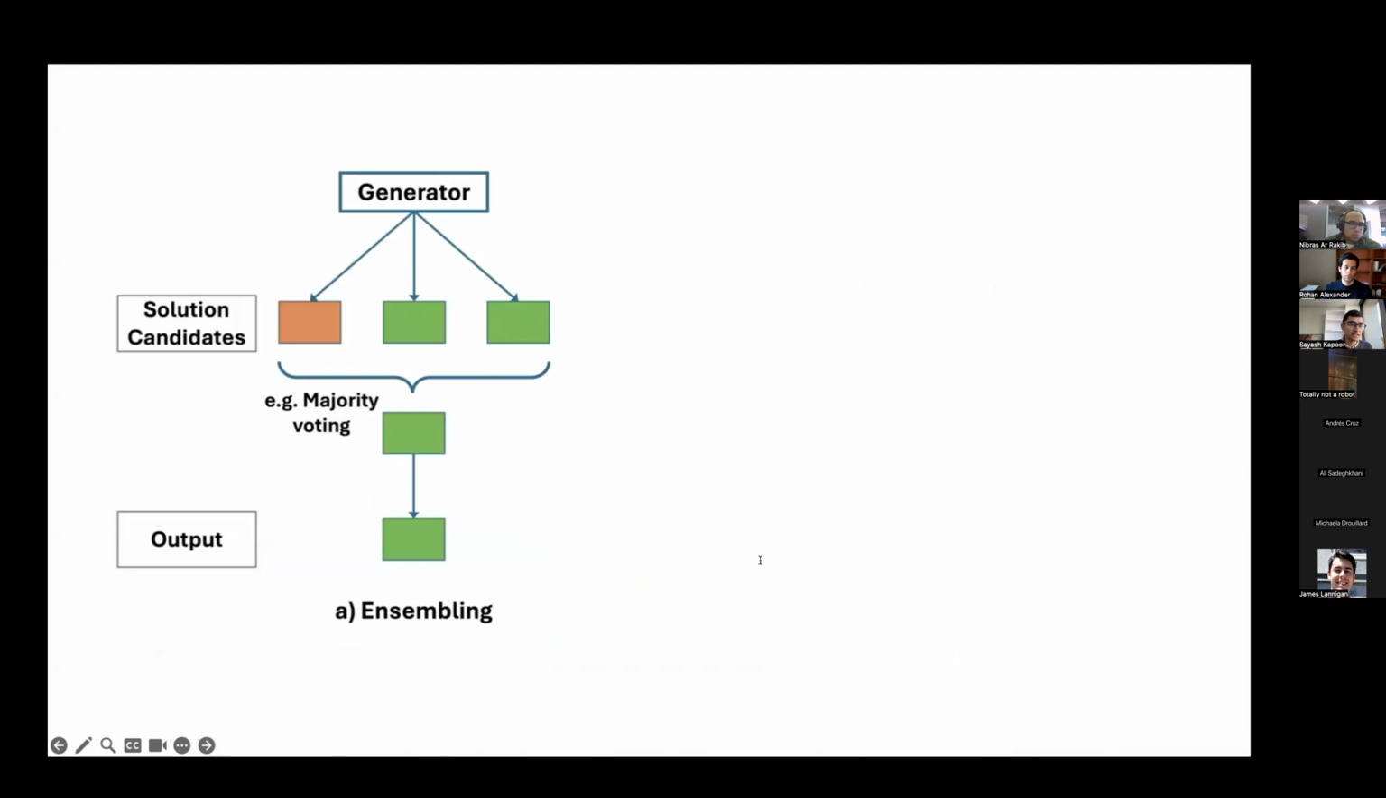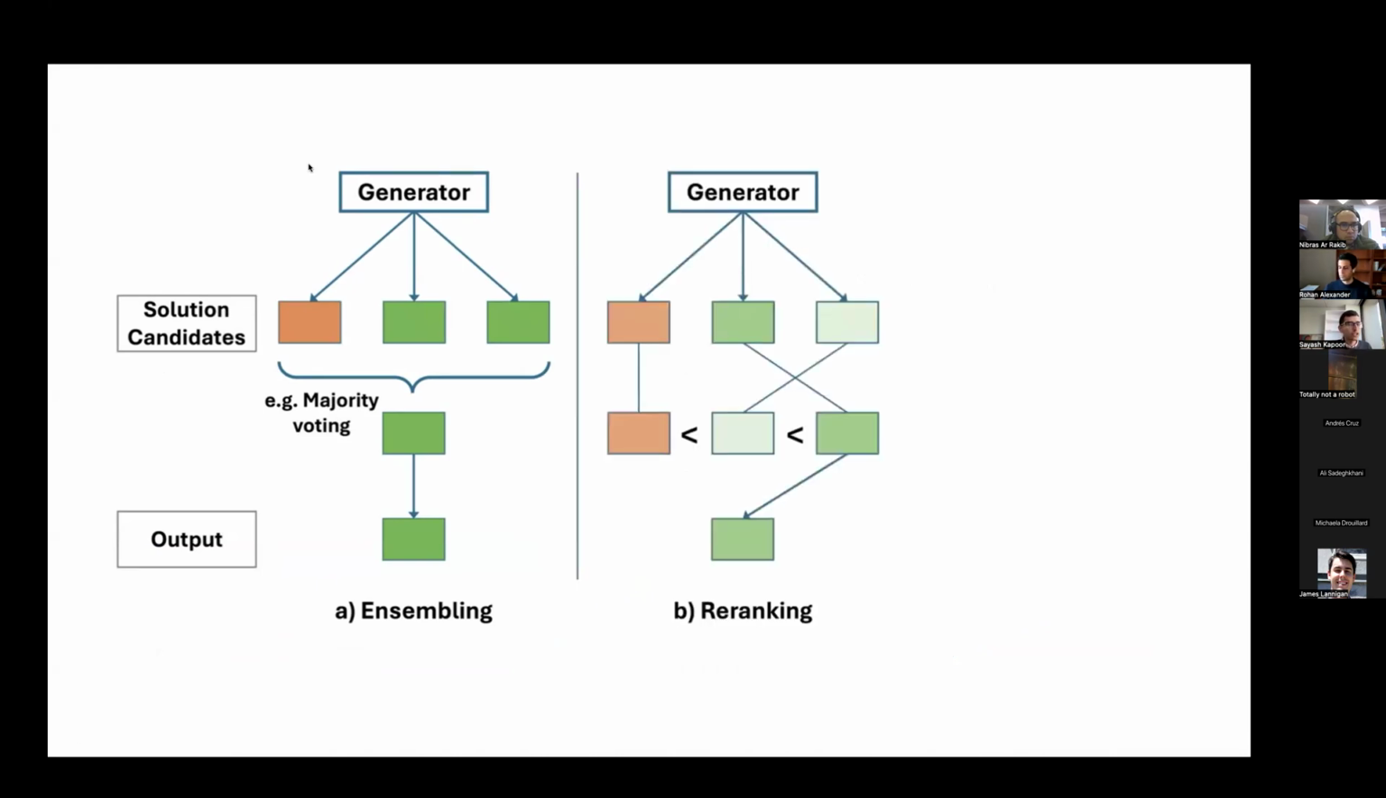In one of these methods, we might think about using ensembling. So a generator, that's a language model, generates multiple solution candidates. We ensemble them in some way, such as by taking a majority vote, and we output that result. We could also think of things like re-ranking. So you have a ranker model that looks at the various output solution candidates generated by the generator and then ranks them, and you pick the solution that has the highest ranking by the ranker model.